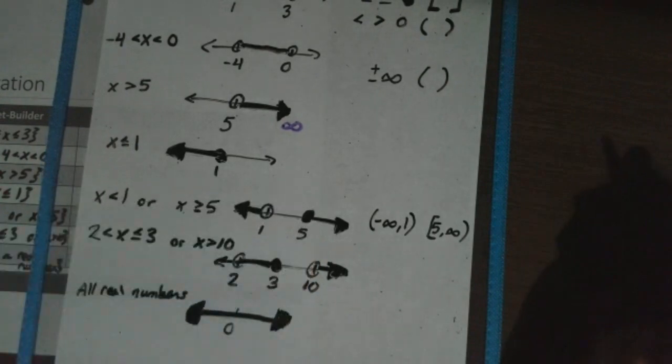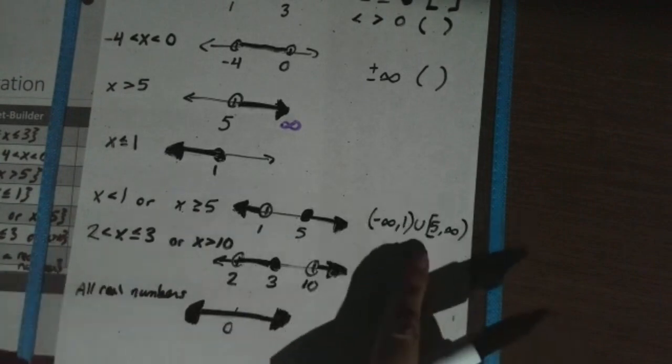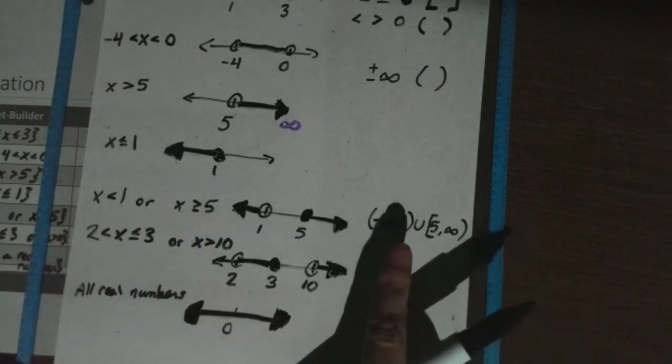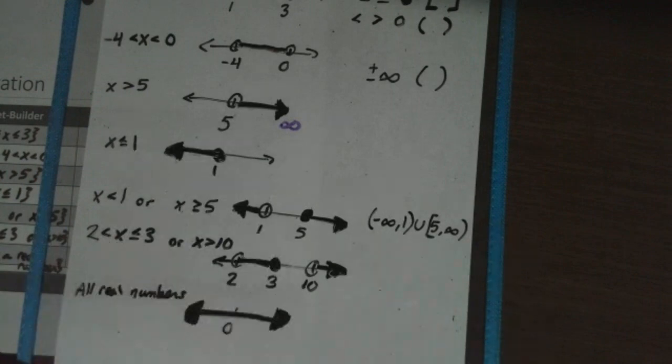Now this idea of OR takes us back to sets. We had a word that meant OR. That was union. So I want to put a union between those. So this is how I write this inequality in interval notation: negative infinity to 1, union 5 to infinity.